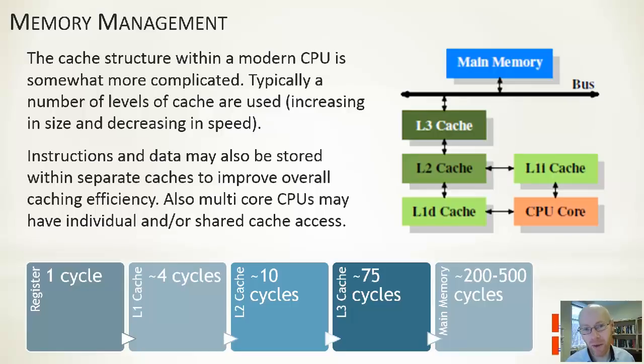So there is quite a high cost associated with getting data directly from main memory, and that's why we want to have it available in level 3, level 2, level 1 cache, so we can access it quite quickly.